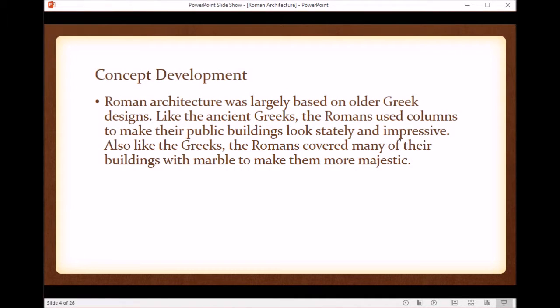Concept development. Roman architecture was largely based on older Greek designs. So that basically means they copied the Greeks. Like the ancient Greeks, the Romans used columns to make their public buildings look stately and impressive. Also, like the Greeks, the Romans covered many of their buildings with marble to make them more majestic.